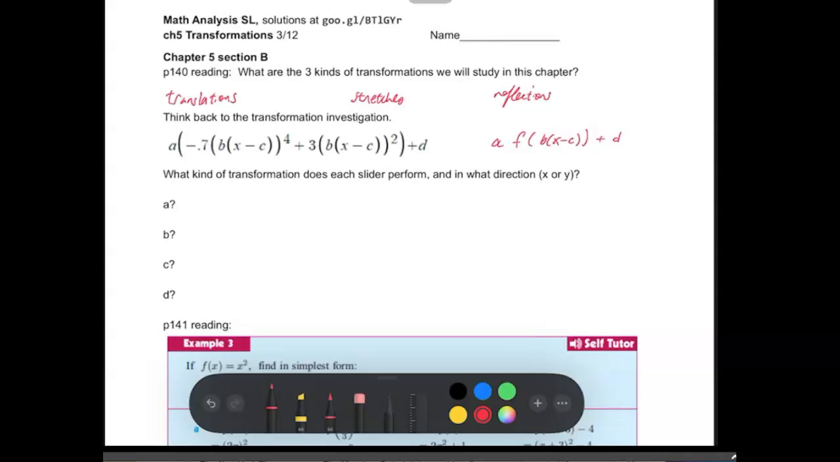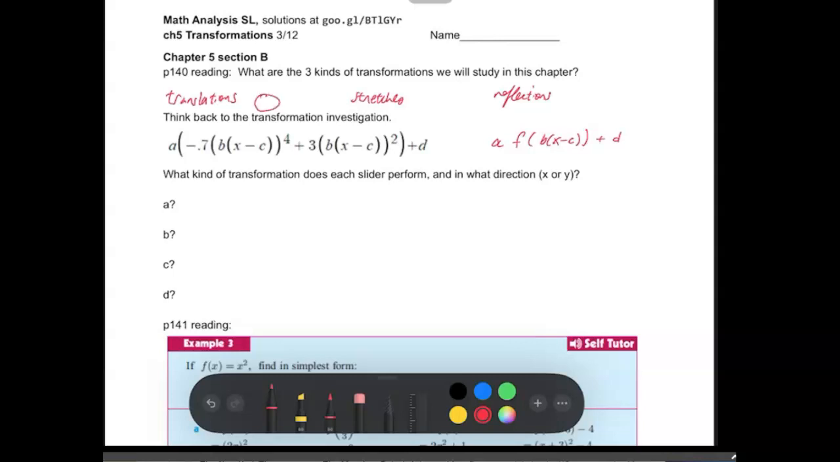This is page 3 of transformations. First thing that it asks us is, what are the 3 kinds of transformations we will study in this chapter? And the 3 kinds are translations, stretches, and reflections. Just to remind you of what each of those are, let me draw examples.